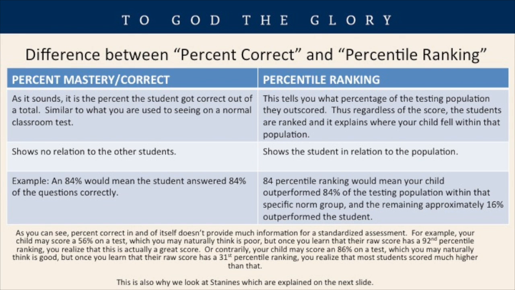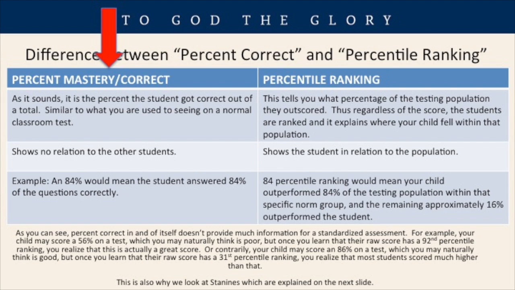So the first thing to talk about is the difference between when something says percent correct or percent mastery versus when something says percentile ranking. This is really key because these reports will have both, and both will be referenced, and they mean very different things. So let's go through when something says percent mastery or percent correct.